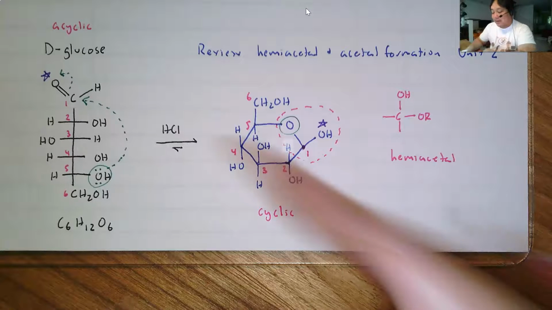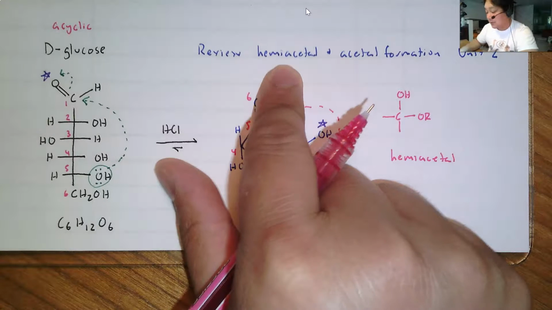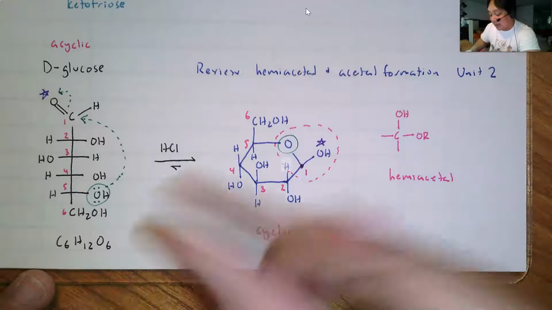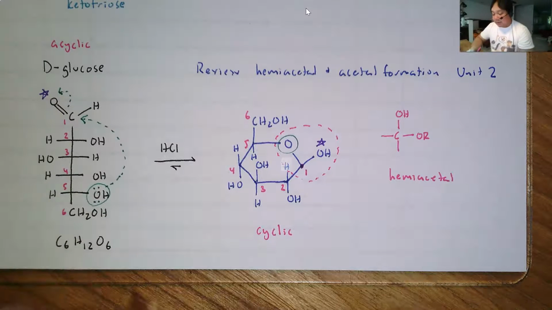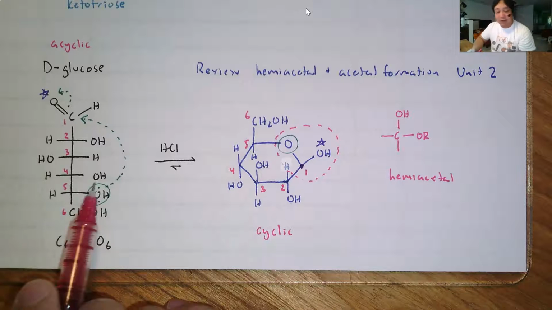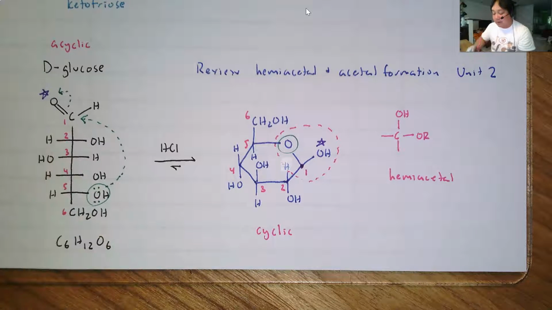You can draw the mechanism. If you know the mechanism to make a hemiacetal from Unit 2, you could apply that to here. Now, it's unusual because you have many, many hydroxyl groups. What caused it to make this ring here? How come I didn't use this hydroxyl group to make a 1, 2, 3, 4, 5 atom ring?